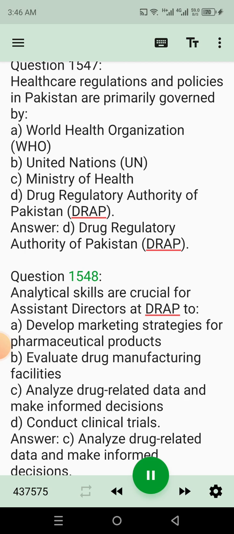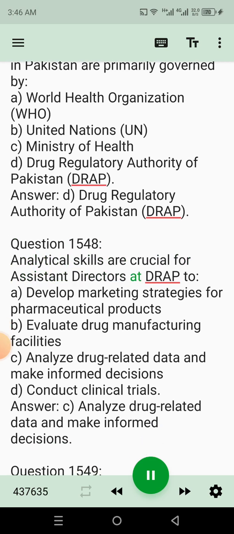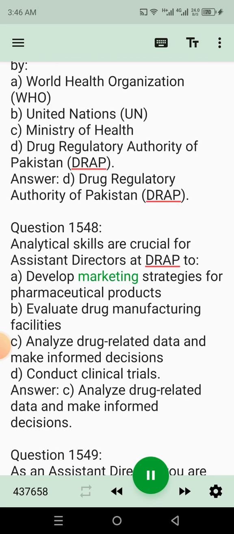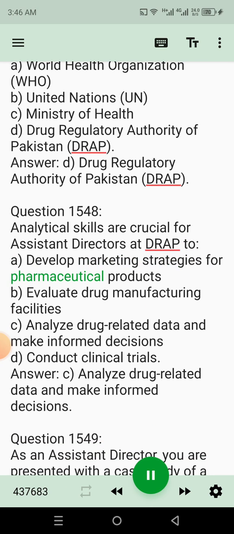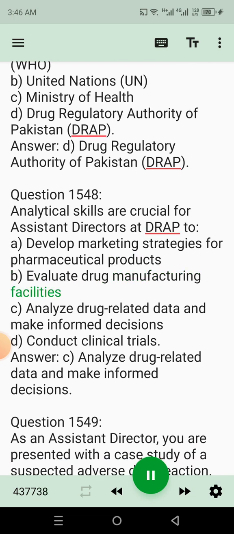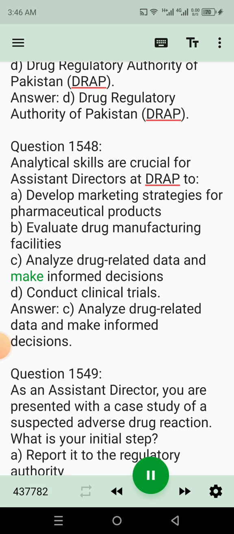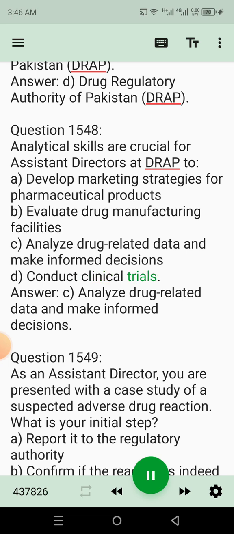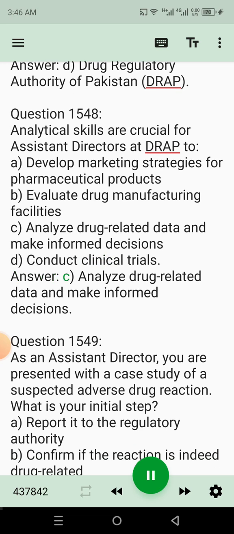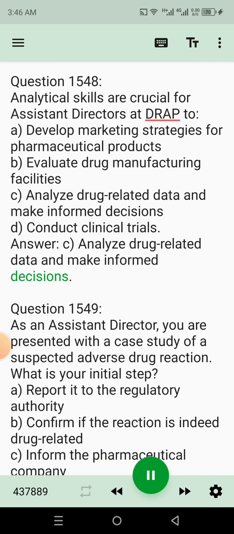Question 1548. Analytical skills are crucial for assistant directors at DRAP to A. Develop marketing strategies for pharmaceutical products. B. Evaluate drug manufacturing facilities. C. Analyze drug-related data and make informed decisions. D. Conduct clinical trials. Answer: C. Analyze drug-related data and make informed decisions.